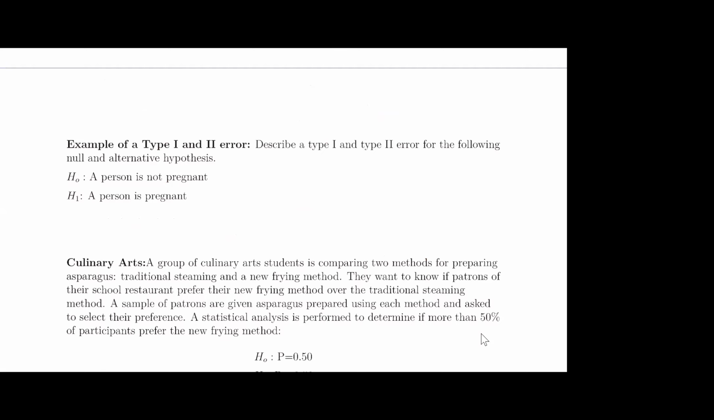Describe a type 1 error and a type 2 error for the following null and alternate hypotheses. The null hypothesis is a person is not pregnant. The alternate hypothesis is a person is pregnant. Once again, why do you think the null hypothesis is a person is not pregnant? Yeah, there's a higher chance that somebody is not pregnant. In order for us to say a person is pregnant, what do we usually need?